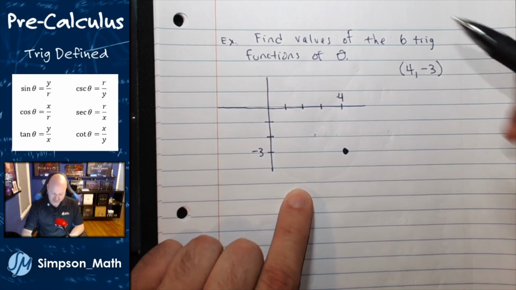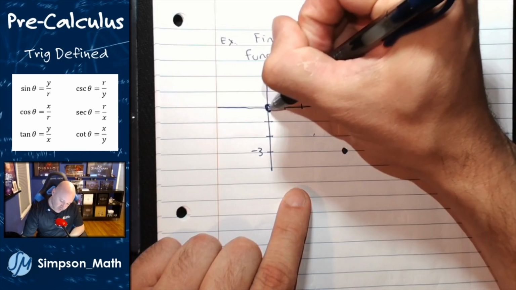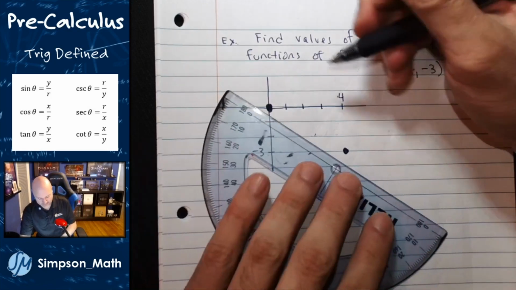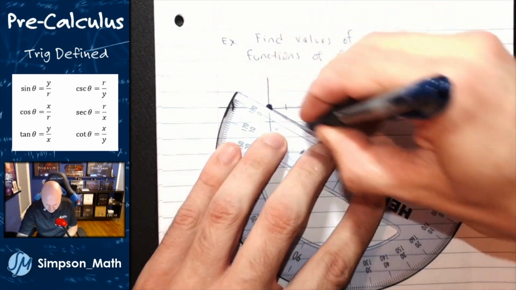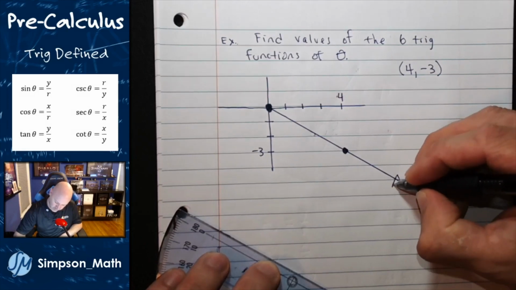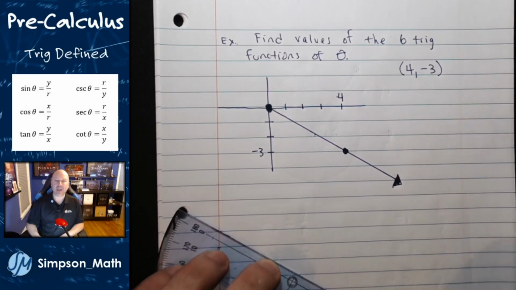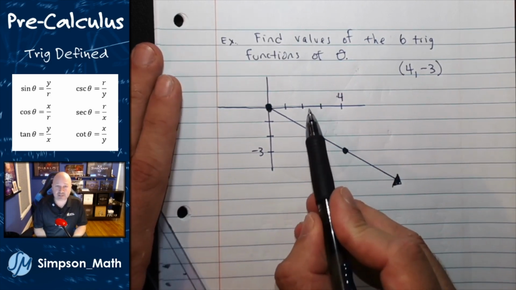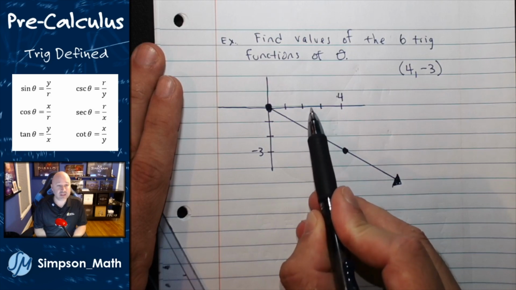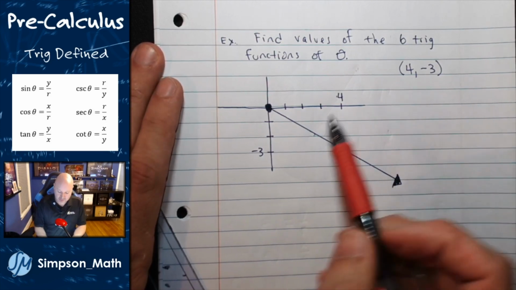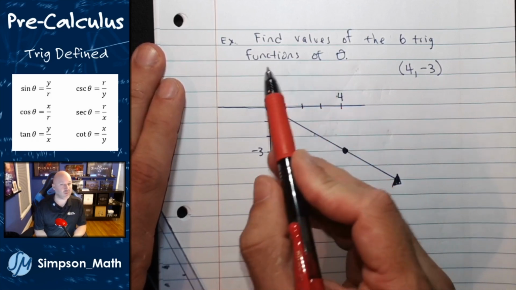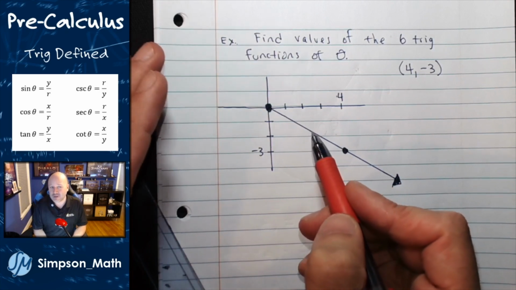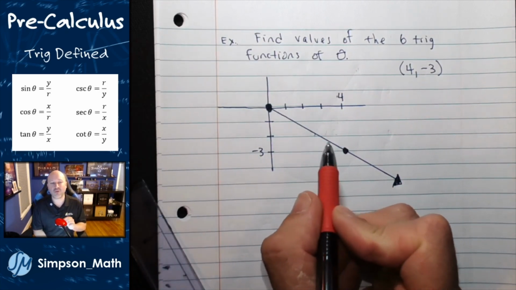I think what I'm supposed to do is draw a ray from the origin out through that point. And I'm not sure what angle gave me this terminal side. Maybe it's this cute little negative angle, or maybe I was going in a positive direction and I went 50 revolutions around the circle and then stopped here. I don't know the angle, but this is a non-quadrantal angle.